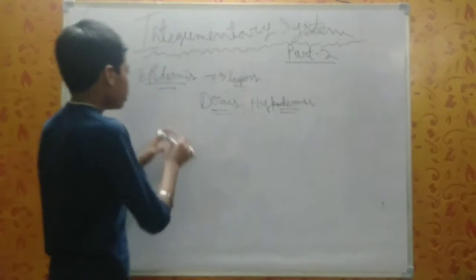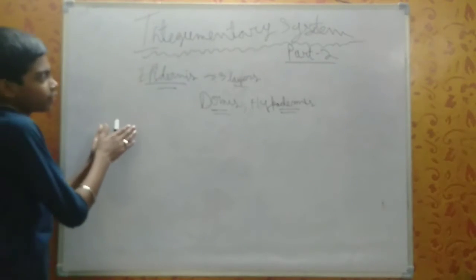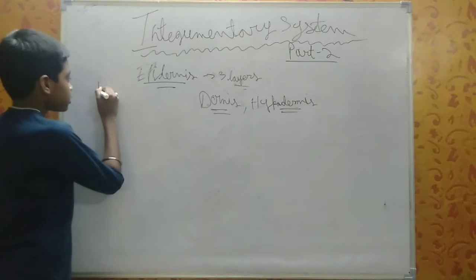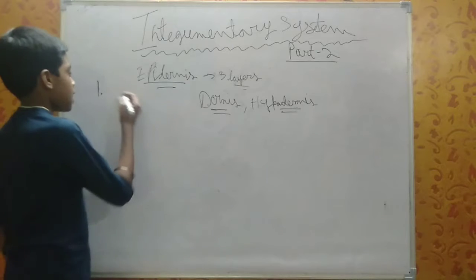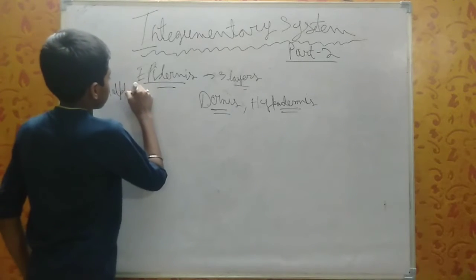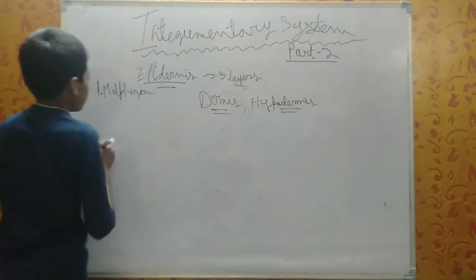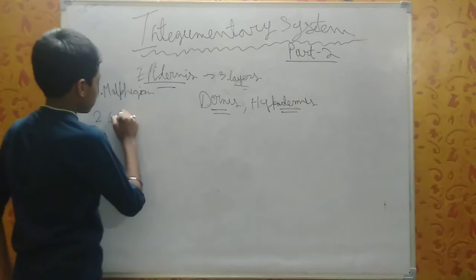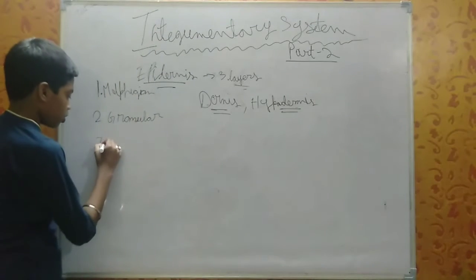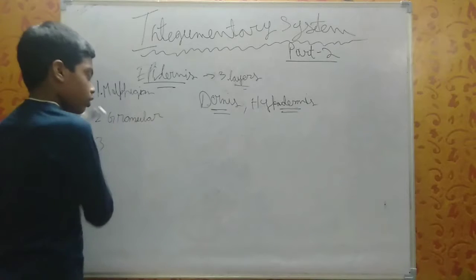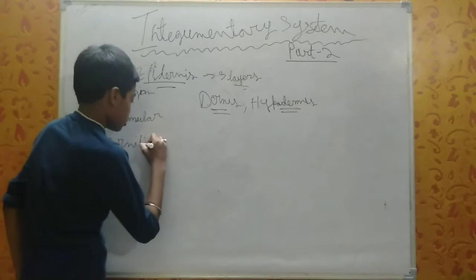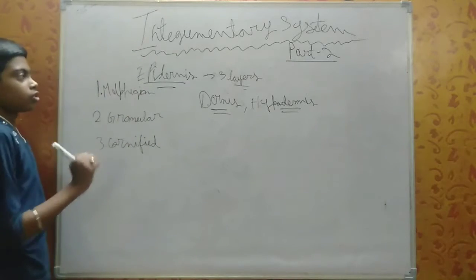Now we come to the epidermis first. The epidermis has three layers. The first layer is called the malpighian. The second layer is called the granular, and the third is cornified. Yes. Okay, so you can take a screenshot also.